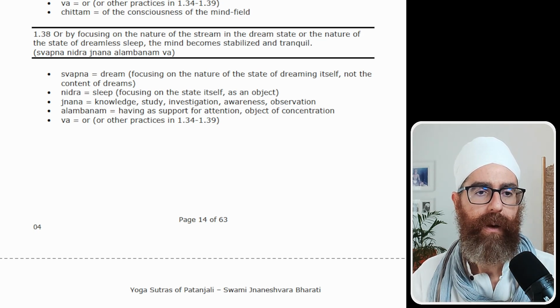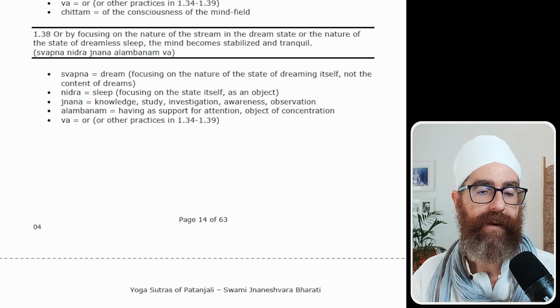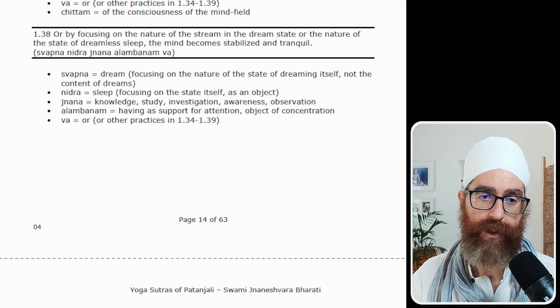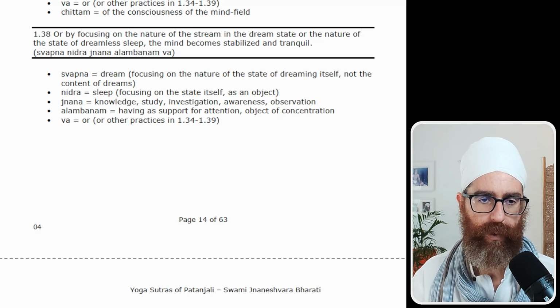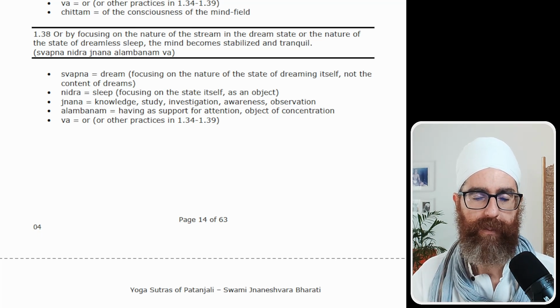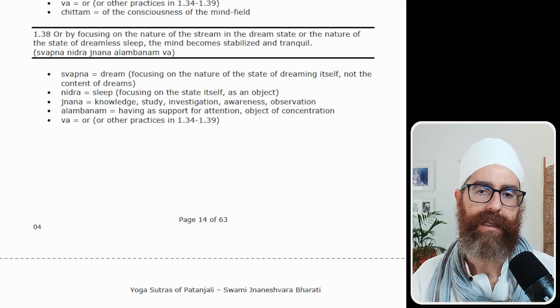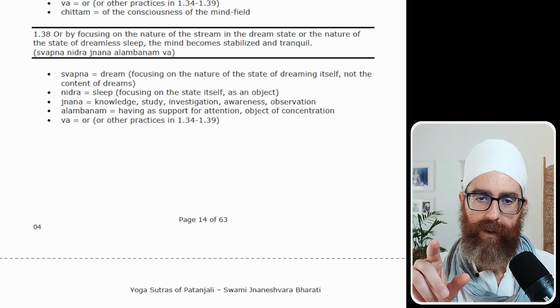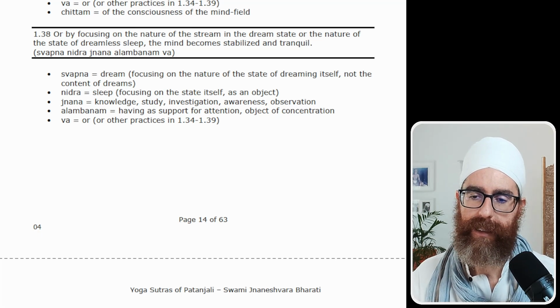Well, swapna is the dream state. Nidra is the sleep, which means the unconscious. In the dream state, we are stimulating the subconscious, swapna. Nidra is the sleep, meaning the unconscious. And jnana is the wisdom that we receive in the conscious state. One of the translations it gives is awareness. So jnana is linked to awareness.